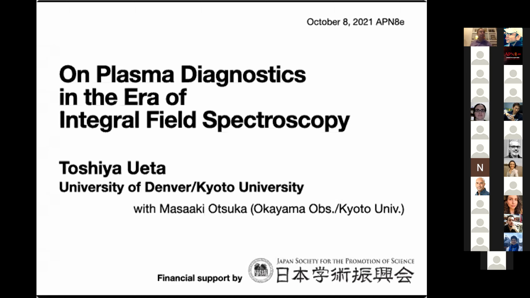And let me show myself here. Hello, everyone. I'm Toshiya Ueta from the University of Denver. And this will be something that I did during my sabbatical earlier this year at Kyoto University, and it was supported by the Japan Society for the Promotion of Science. This work was done in collaboration with Masaaki Otsuka at Okayama Observatory.